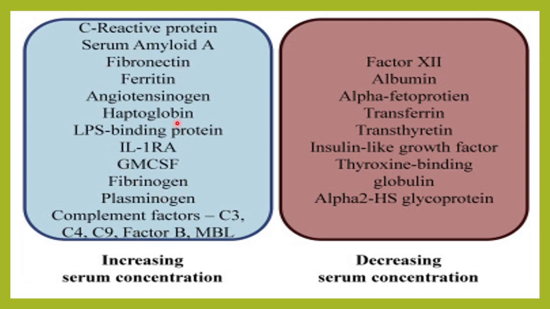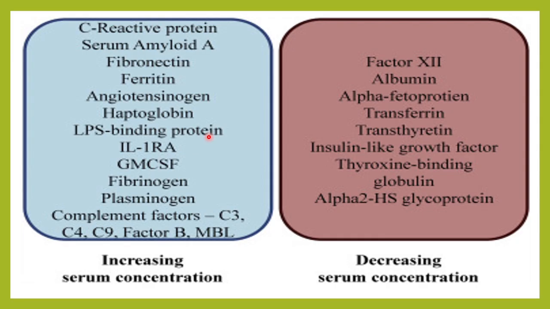during inflammation. We will study why some are increased and why some factors like transferrin, transthyretin, alpha 2 glycoprotein are reduced during inflammation. But these are all called acute phase reactants. These are the ones which are altered during inflammation.